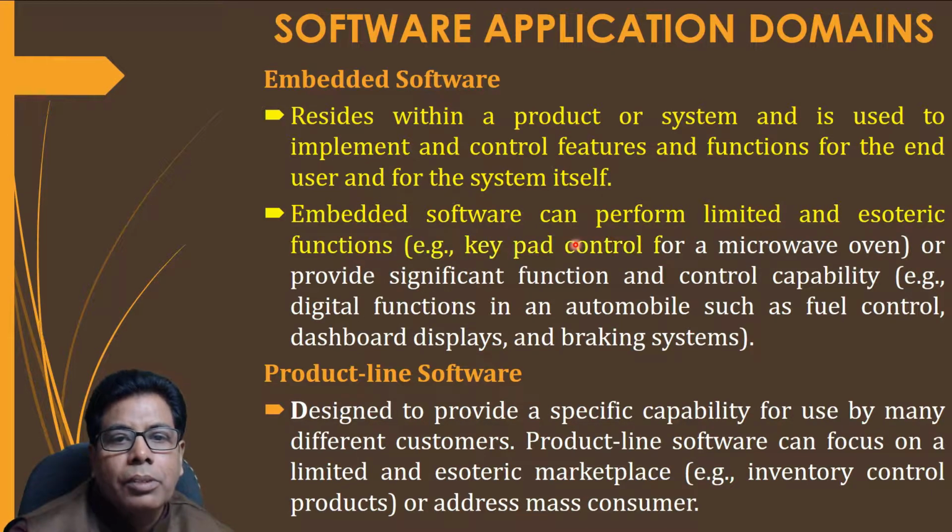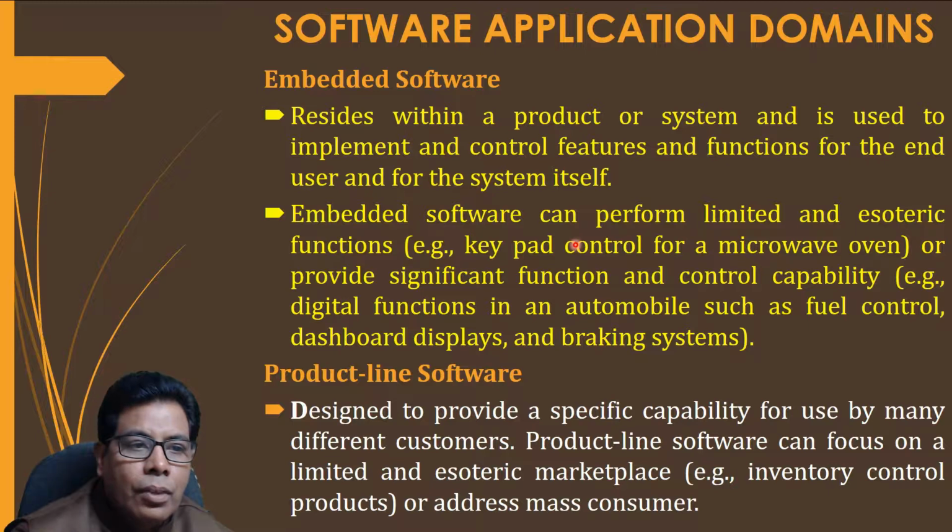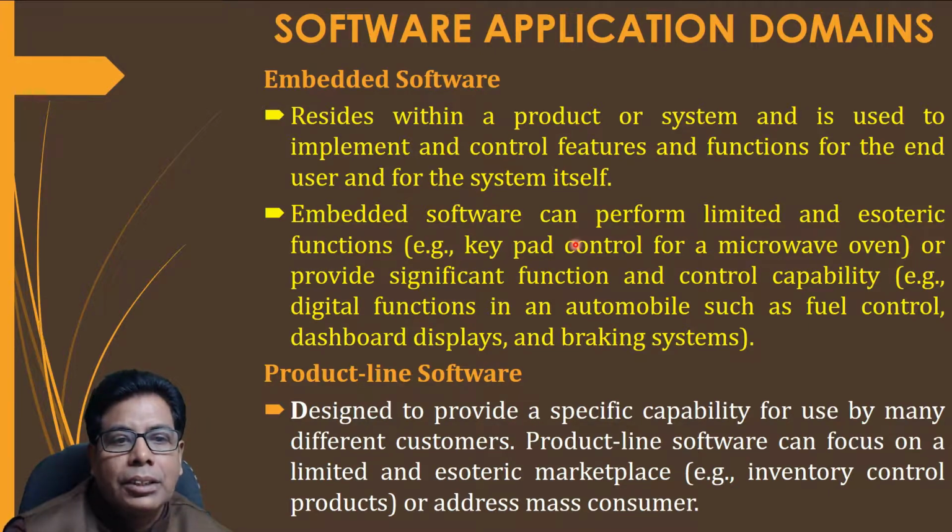It can perform limited or esoteric functions, for example keypad control for a microwave oven or a washing machine, or provide significant functions and control capability, for example digital functions in automobiles such as fuel control, dashboard displays, braking system. So these are all examples of embedded software.